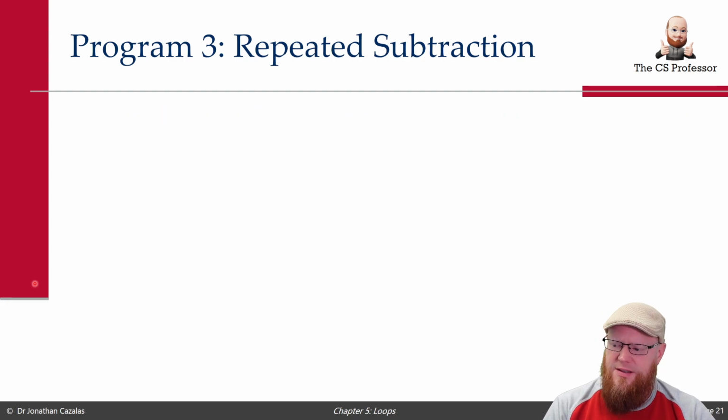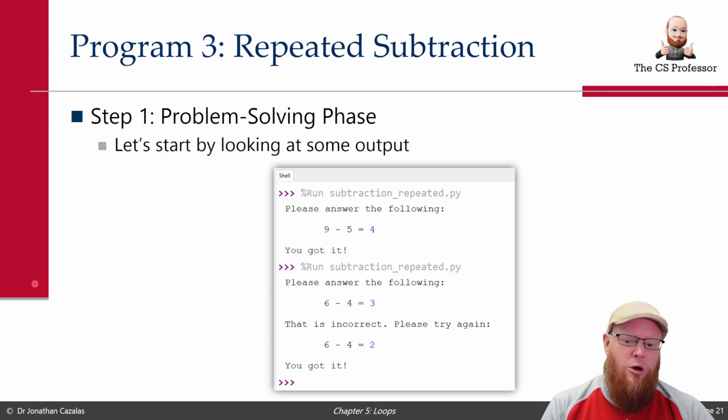So problem solving phase, let's jump right into it. The output here is most important to just examine to make sure we understand what we're being asked to do. So we need to present the user with a question. Please answer the following. 9 minus 5, the blue is their input, they enter 4. You got it. What about, please answer the following. 6 minus 4, 3, that is incorrect. Please try again. 6 minus 4, 2, you got it. So the best way of understanding what you need to do is by studying this output.